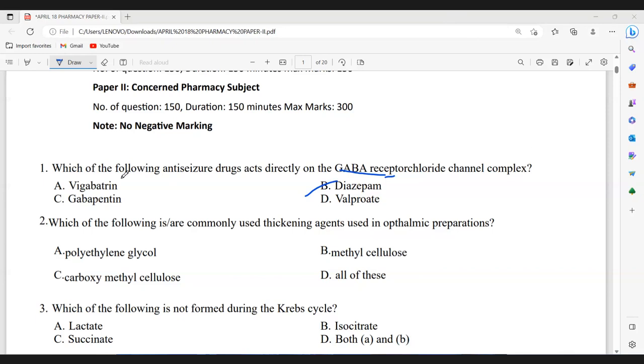So vigabatrin, it inhibits the GABA transaminase enzyme. Gabapentin, it is a structural analog of GABA, but it doesn't have any direct effect on GABA A receptors. Valproate, it is not directly interacting with postsynaptic GABA receptors, but it increases the GABA concentration by inhibiting its metabolism and increasing its synthesis. Is the voice clear now?